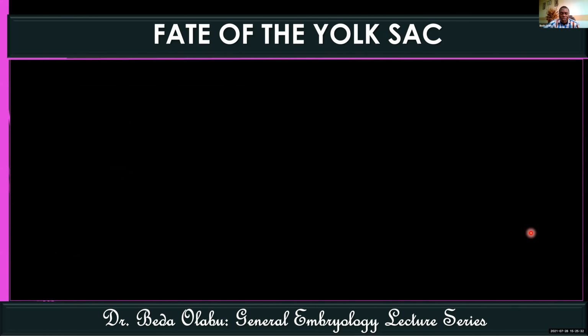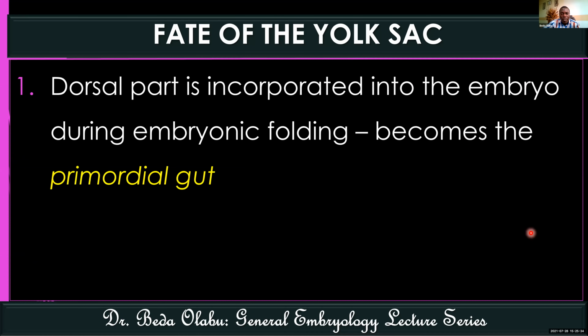What is the fate of the yolk sac? We have already partly alluded to the fate of the yolk sac. The dorsal part of the yolk sac becomes incorporated into the embryo when the embryo is folding. And that dorsal part of the yolk sac, which becomes incorporated into the embryo when the embryo is folding, will therefore become the primordial gut. This is the primitive alimentary canal.